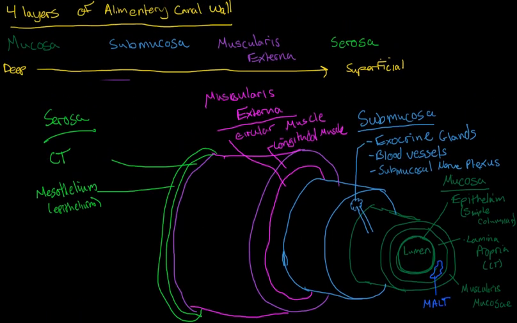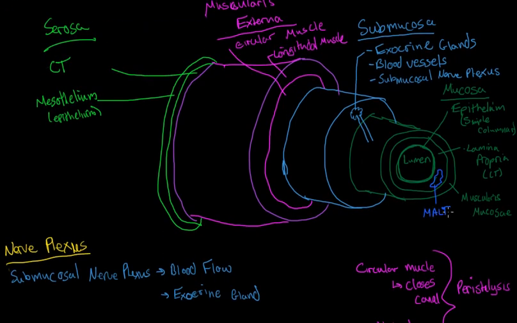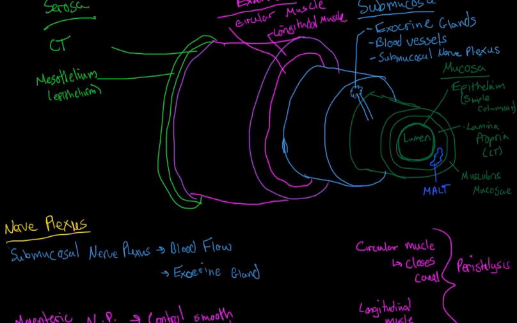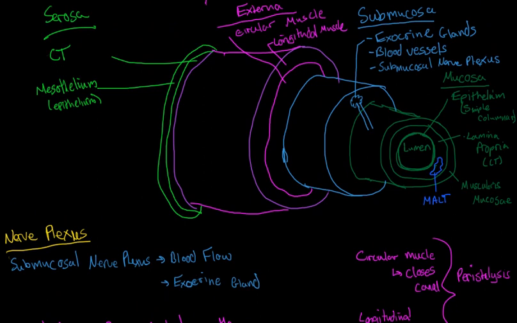We showed all four layers of the alimentary canal, talked about what's found in all of them, the nerve plexuses as well as the lymph tissue, and the method that the body uses in order to propel food down the alimentary canal.